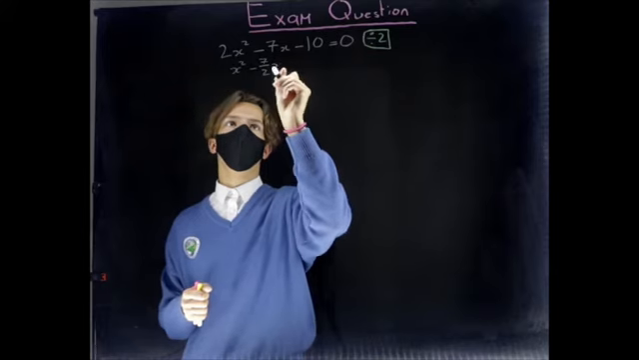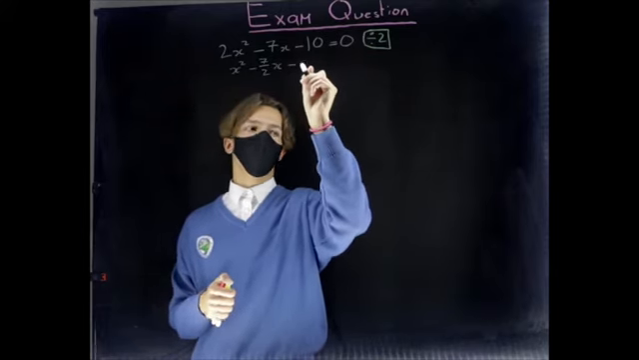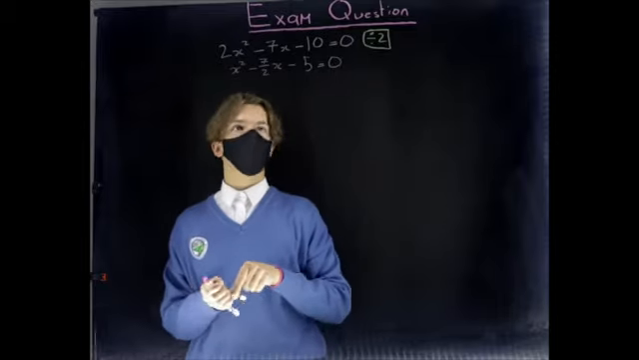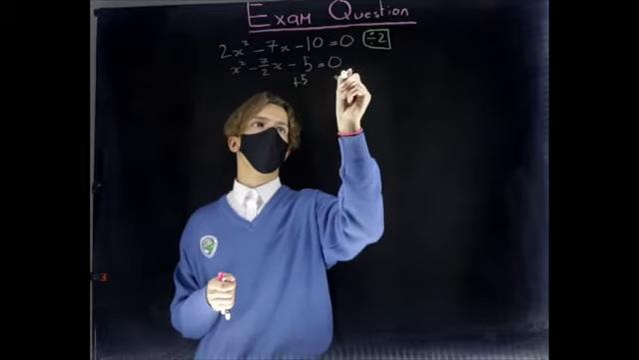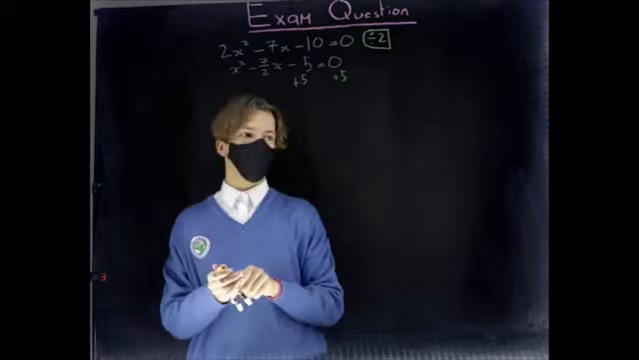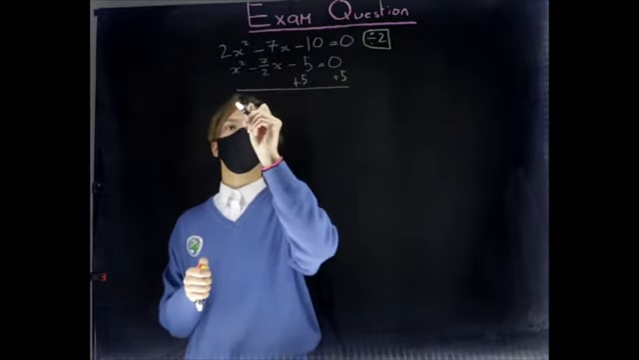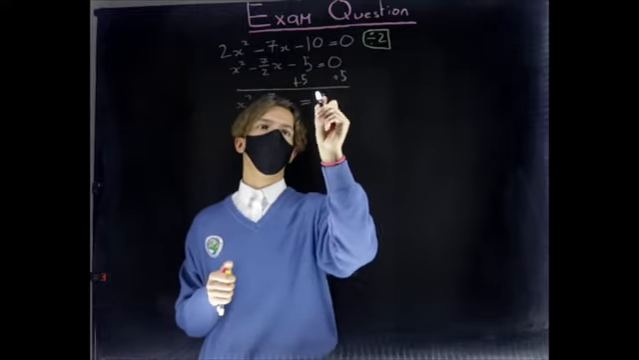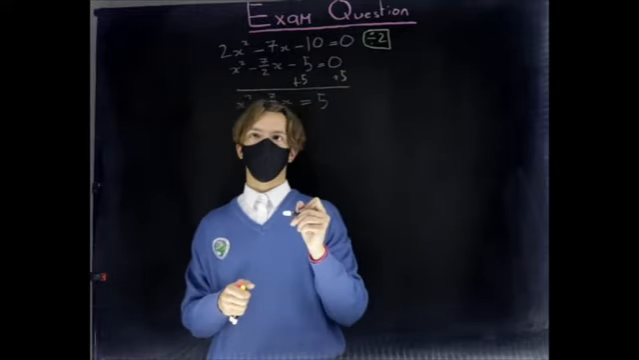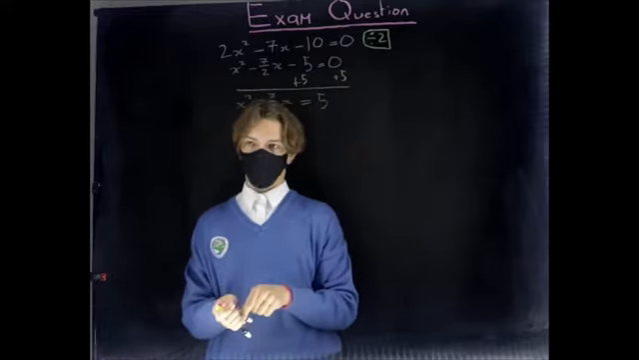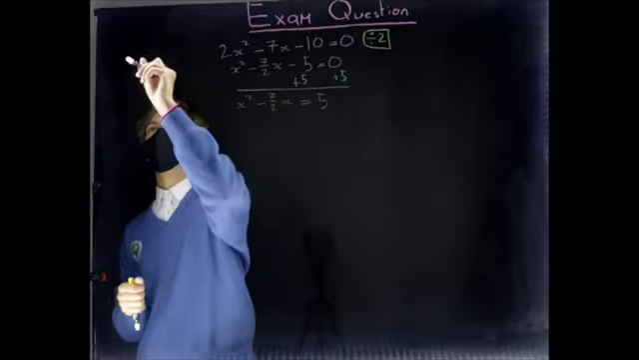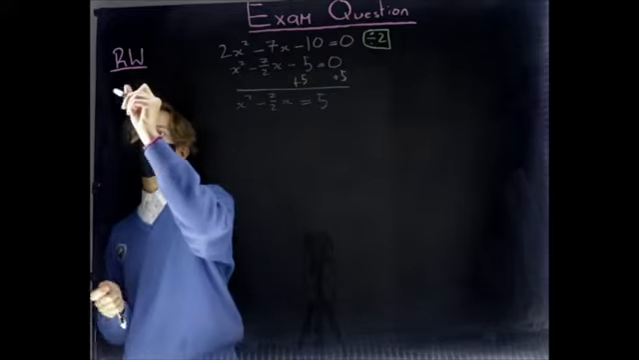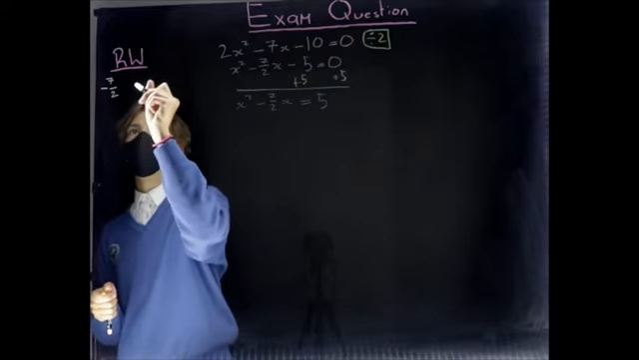Then we have to add 5 to both sides of the equation to get the constant over to the right hand side, which leaves us with x² - 7/2 x = 5. Then in our rough work column, we're going to half the x coefficient, which is -7/2, to get -7/4, and then we're going to square that to get 49/16.